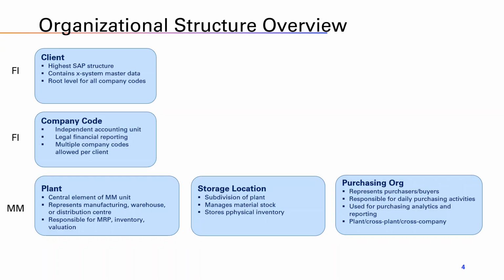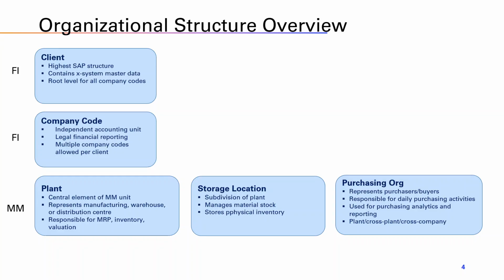Now, the company code represents an independent legal accounting entity. This is where financial statements like balance sheets and profit and loss are generated. In MM, every plant is assigned to a company code so that material movements automatically create financial postings.